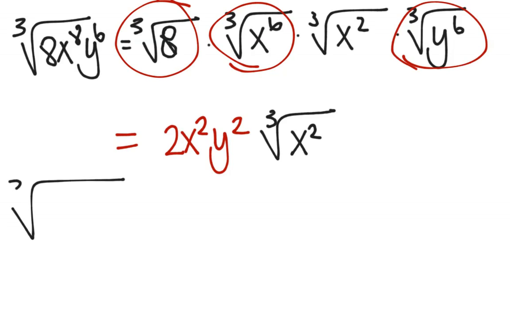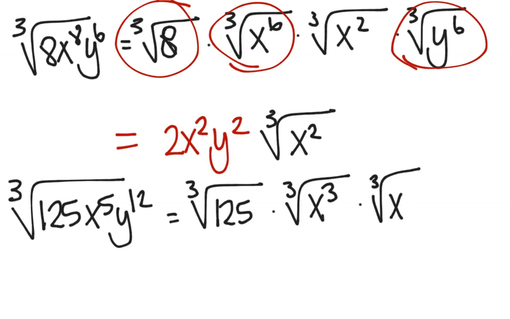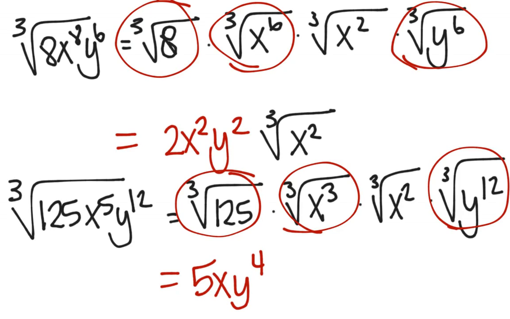Last example, cube root of 125, x to the 5th, y to the 12th. Again, I can do cube root of 125. Cannot do cube root of x to the 5th. However, if we make it cube root of x to the 3rd, we can do that. That leaves me with cube root of x squared. Cube root of y to the 12th I can do. Again, stuff I am circling in red, I can do cube root of. 5x, no bars because it's an odd root. And we've got y to the 4th, cube root of x squared.